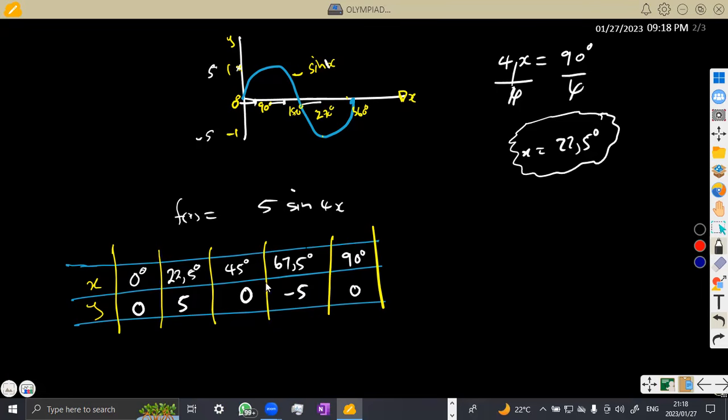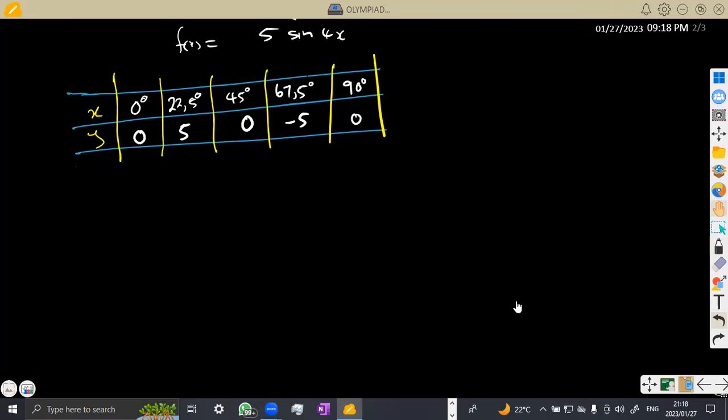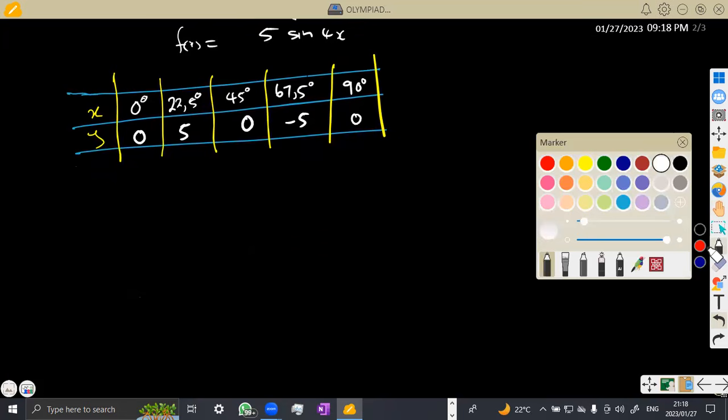Okay, so as I was saying, the graph of sine, its shape is not going to change. We are going to have the same shape as this, the same shape. The only thing that is going to change are the points now, which is the interval is now 0, 22,5, 45. Okay, let me show you that this shape is not going to change. We are going to have the same shape, only different points this time.